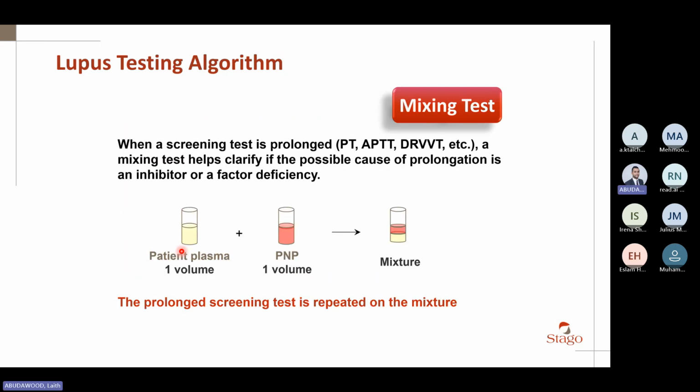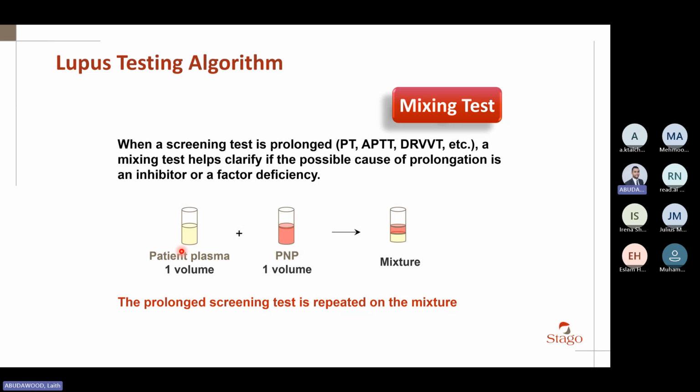Now, in the middle, between the screen step and the confirm step, ISTH recommends that you run a mixing test. Now, what's the point of a mixing test? Mixing test in general, again, as I mentioned last time, tells you one of two things. The prolongation that you saw in your screening test. The screening test, by the way, here is PTT-LA or dRVVT screen, but the same concept also applies to PT or PTT. Mixing studies always have the same concept.